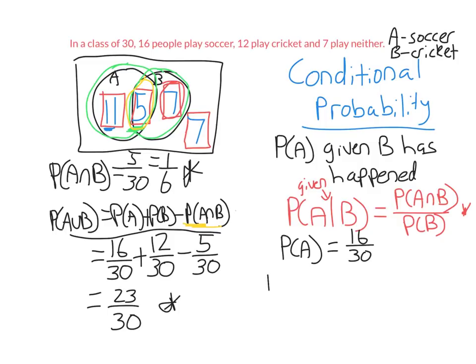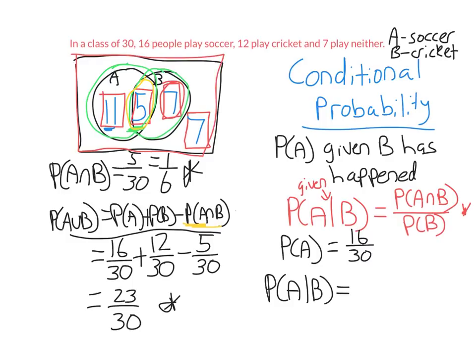But what would be the probability a student plays soccer if I know that that student plays cricket? So I'm picking a student at random who I know plays cricket, and I want to find the probability that they also play soccer. That changes things, because suddenly I'm not looking at all 30 of these people here.